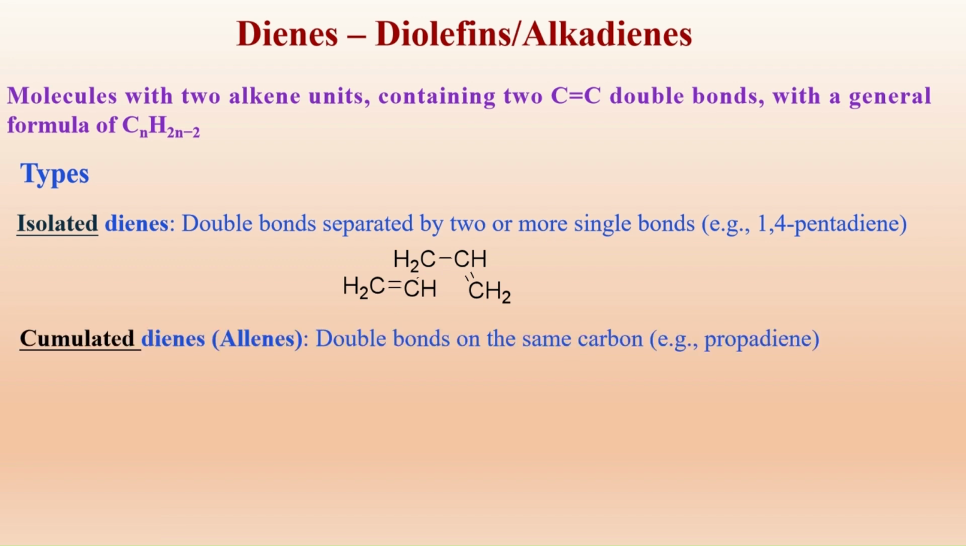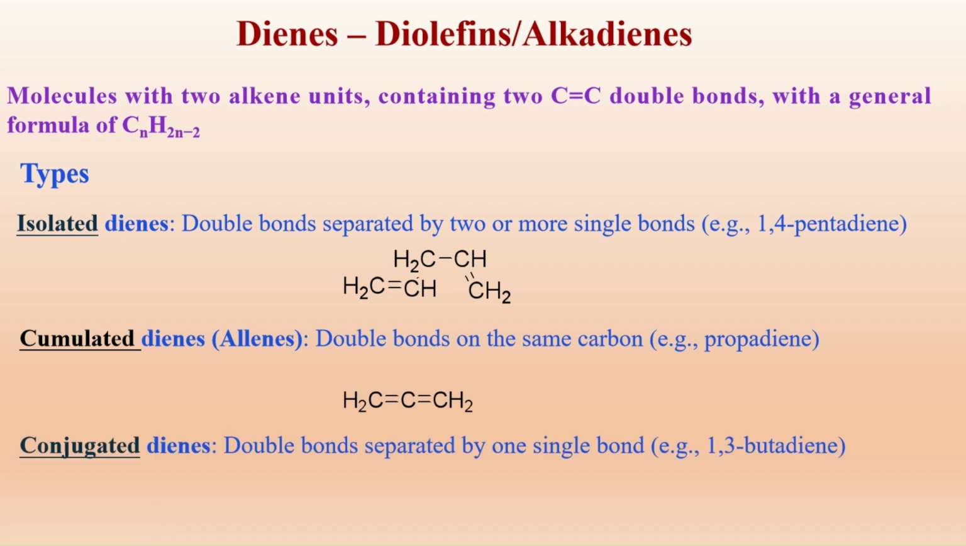Another set of dienes are cumulated dienes. These are also named allenes. In cumulated dienes, the two double bonds are connected to the same carbon. The simplest example of a cumulated diene is propadiene. Here you see there is a central carbon with two carbons attached to it, and the central carbon is attached to the carbon over here with a double bond, and oppositely another carbon with another double bond.